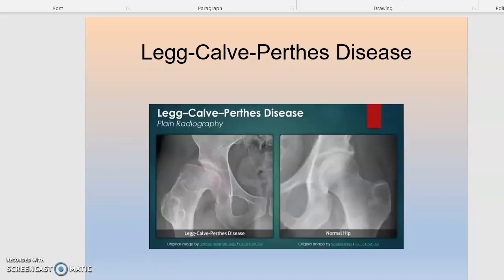And you can look in this x-ray here, and on the right is the normal hip. And you can see that the head of the femur is placed nicely into the socket. And if you look here, the patient with Legg-Calvé-Perthes disease, the head is sort of flattened instead of ball-like and doesn't fit so nicely into that socket.